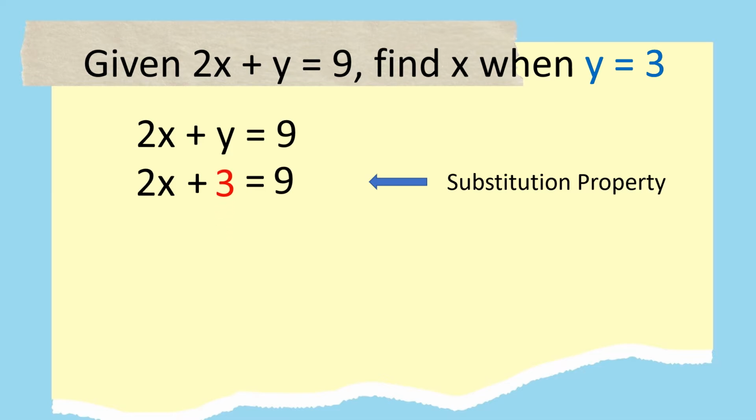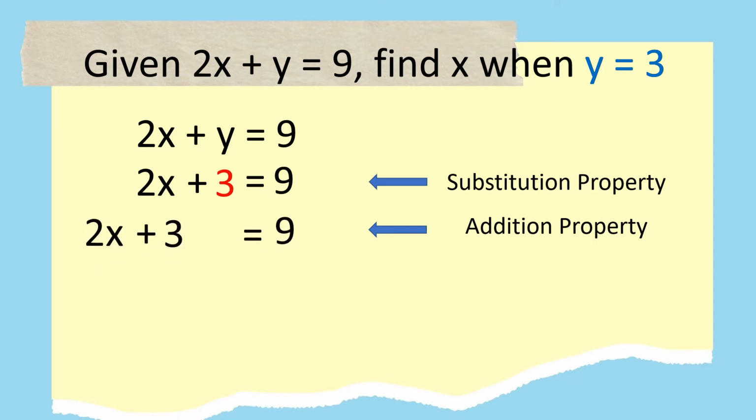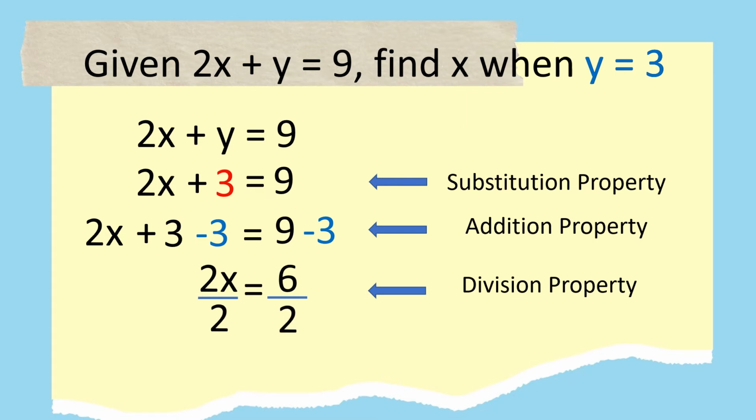And to isolate 2x on the left side of the equation, we use the addition property of equality by adding negative 3 on both sides of the equation. This becomes 2x plus 3 minus 3 is equal to 9 minus 3. If we simplify this further, it becomes 2x is equal to 6. And to solve for x now, we use the division property of equality by dividing both sides of the equation by 2. So, the value of x is equal to 3.